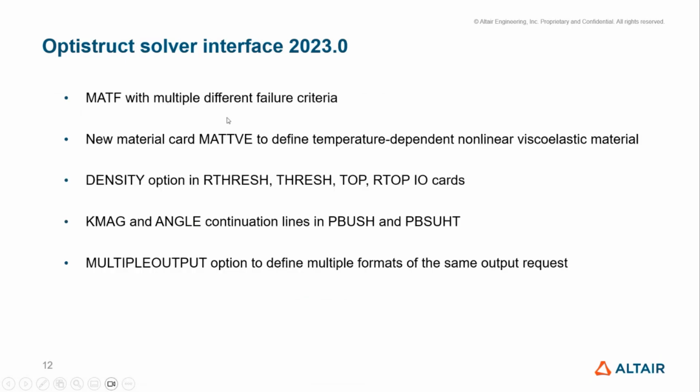And some of the other highlights as part of the OptiStack interface enhancements: MATFAT is now enhanced to define multiple different criteria within a single MATFAT card. And then we have added a new material card to define temperature-dependent nonlinear viscoelastic material, which is defined in conjunction with MATVE. The threshold output options are updated with the density option, and also for the PBUSH and PBUSH-T, a mutually exclusive continuation line between K and KMAG has been introduced as well. And within the system settings card for OptiStack, we have an additional option to output multiple formats of the same output request. So using this option, user can define multiple formats of the same output request.